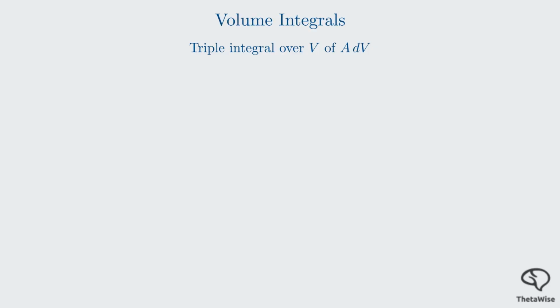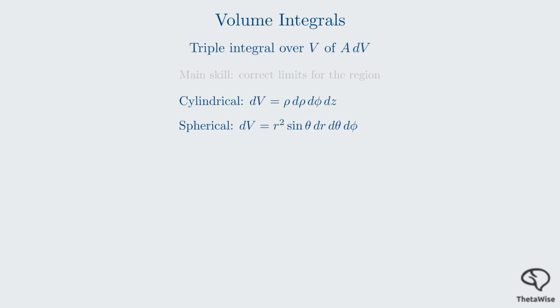A volume integral adds a scalar or vector quantity throughout a three-dimensional region. The basic form is the triple integral over V of A dV. The main skill is describing the region with correct limits. In cylindrical coordinates, dV is rho d rho d phi dz. In spherical coordinates, it is r squared sine theta dr d theta d phi.